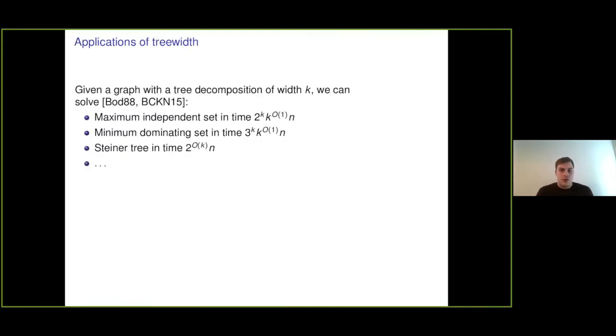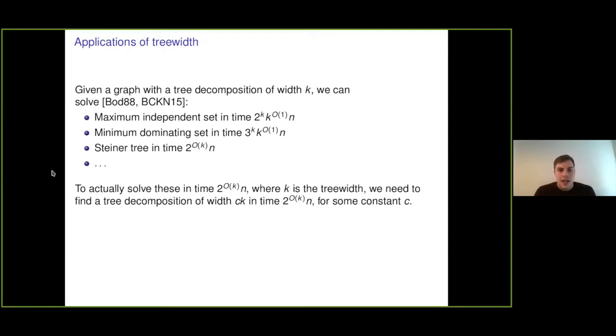Okay, so why do we care about tree decompositions or tree width? Given a graph with a tree decomposition of width k, we can solve a lot of hard problems efficiently if k is low, in time that is exponential only in k and linear in n. So for example, maximum independent set, minimum dominating set, Steiner tree, etc. Hundreds of problems are examples of this.